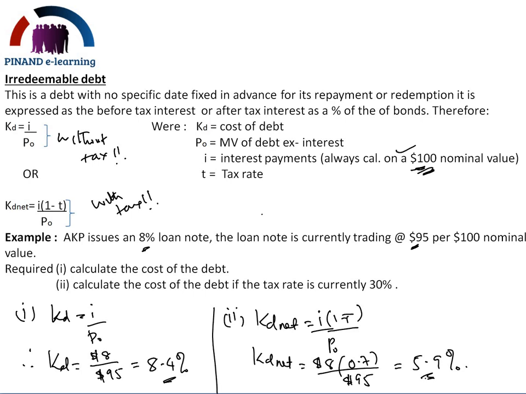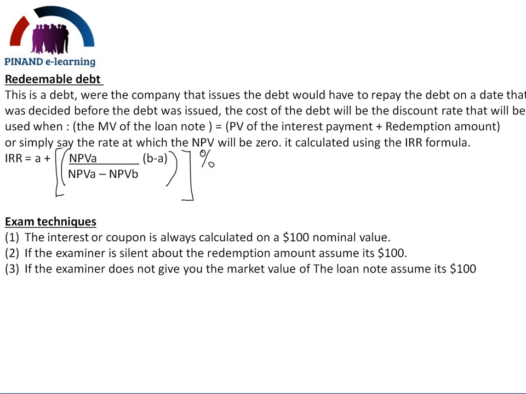Now let's see redeemable debt. The one we just looked at is irredeemable, meaning there is no date for payment. But some debts could have a date for repayment or redemption date. So let's look at redeemable debts. This is a debt where the company that issues the debt will have to repay the debt at a date that was decided before the debt was issued.